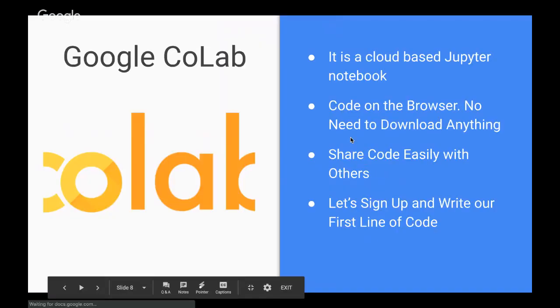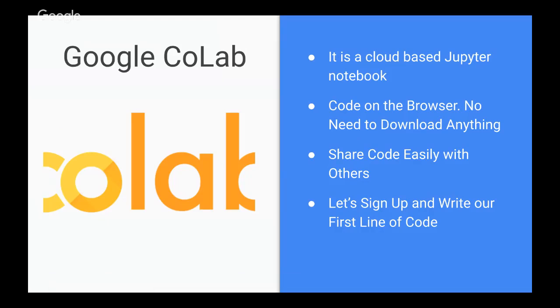And let's move on to the tool that we're going to be using to code today. It's called Google Colab, and it's a cloud-based Jupyter notebook. A Jupyter notebook is where a lot of data scientists work. It makes it really easy to leave comments, to code as well. And the nice thing about Google Colab is that it allows us to code on the browser itself, so you don't need to download anything. It also allows you to share code very easily. So let's go ahead, sign up, and write our first line of code.